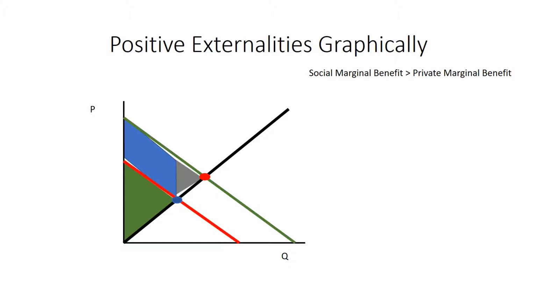And in a later video, I'll talk about how we get to an efficient outcome in the presence of not only positive externalities, but also negative externalities. But we won't worry about that for now. Now we're going to move on to negative externalities graphically.